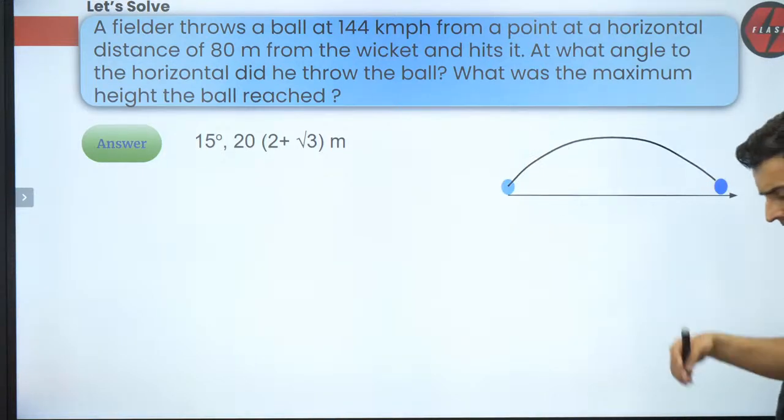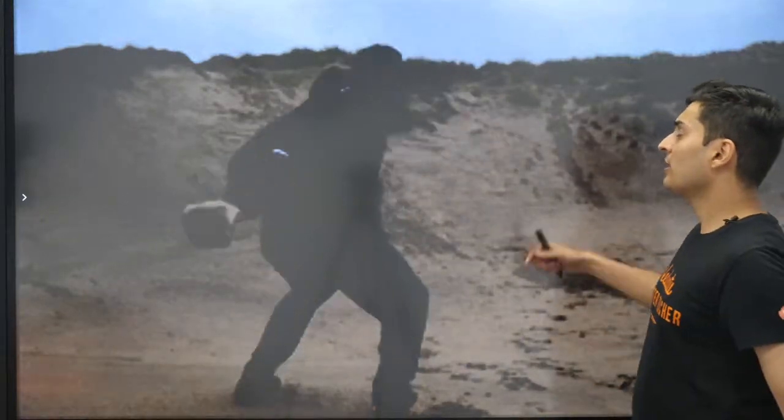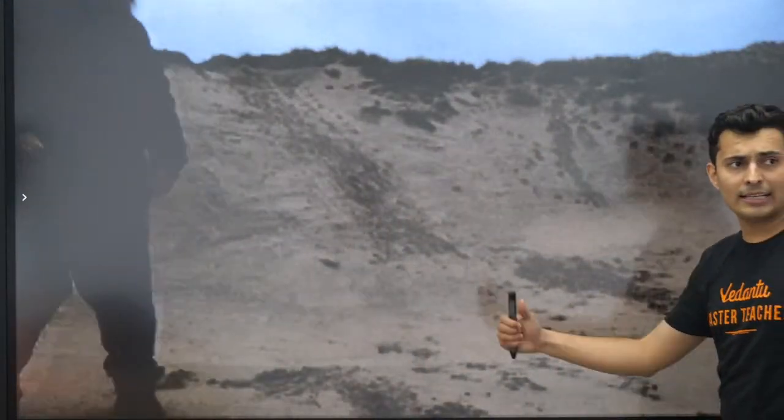So you'll get this as the answer, 20 into 2 plus root 3. That will be the final answer. I've kept it in case you want to solve it further. Let's solve the next question.